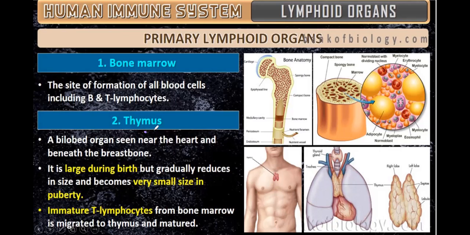The size of the thymus gland is large during birth, but gradually reduces in size and becomes very small in puberty. As soon as we attain adolescence, the size becomes very small. Immature T lymphocytes from bone marrow migrate to the thymus and mature here. So these immature lymphocytes migrate to the thymus, and here they get what? Matured.